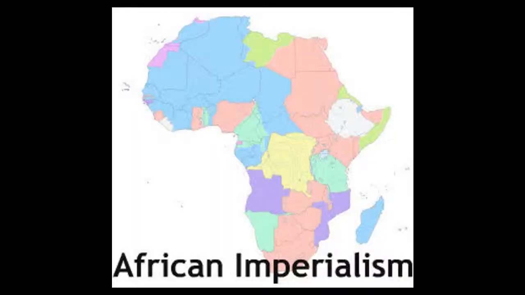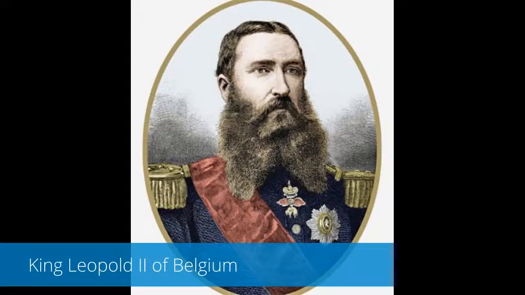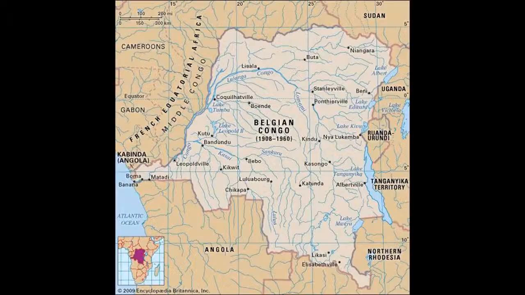One area of the world that was greatly impacted by European imperialism in the 19th and 20th centuries was the continent of Africa. In the 1880s, King Leopold II of Belgium, who, by the way, was one of the worst human beings in history, claimed territory in Central Africa, in what is today known as Congo. He claimed it as his own personal property, and the Belgians were the first to colonize land that was fed by the Congo River in Central Africa.